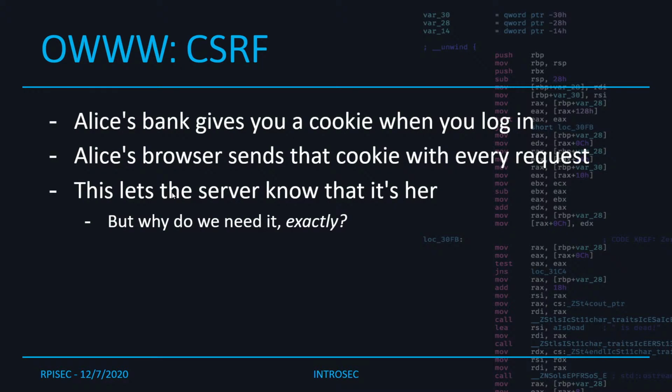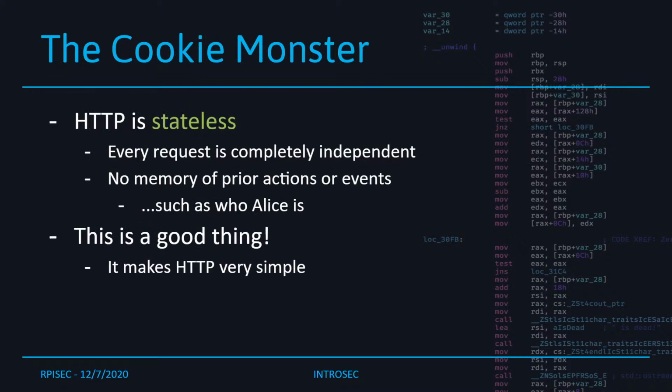But it gets worse. So Alice's bank needs to have a way to actually log into it, so you can actually prove who you are. If anyone could send anyone's money, it obviously would not work. So when you log into a website, it typically gives you a cookie, and a cookie is then sent along with every single request you make. So this lets the server know that it's Alice, but you kind of wonder, wait, why exactly do we need cookies? Couldn't we just remember who they are?